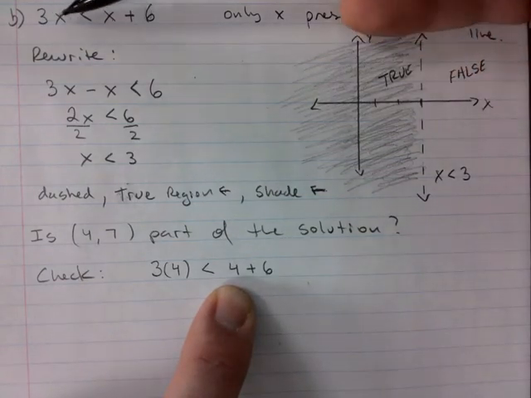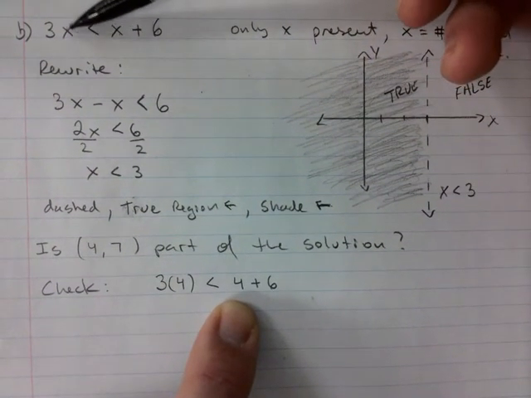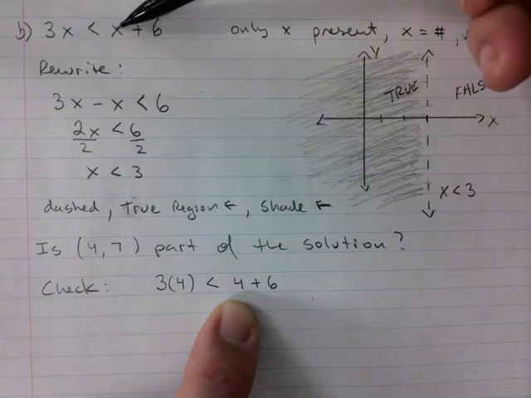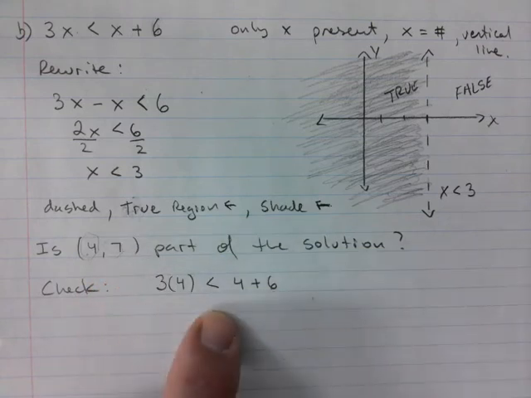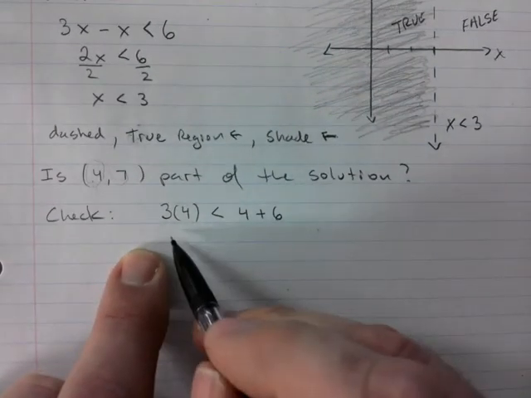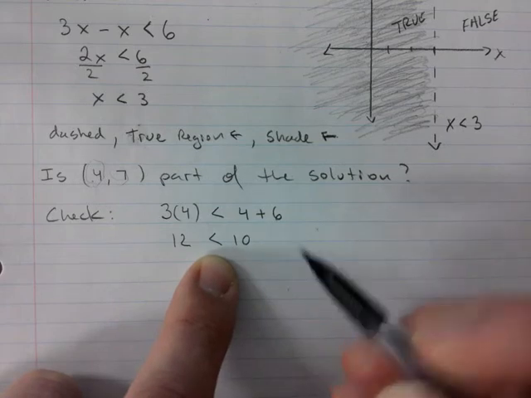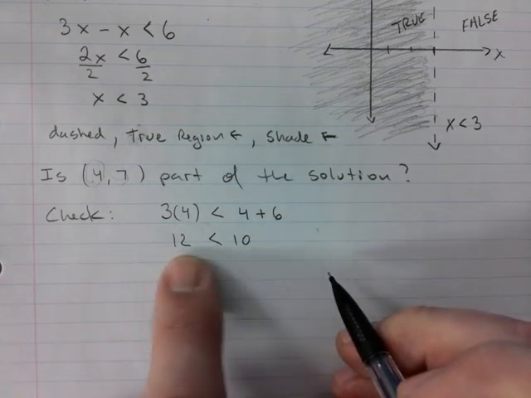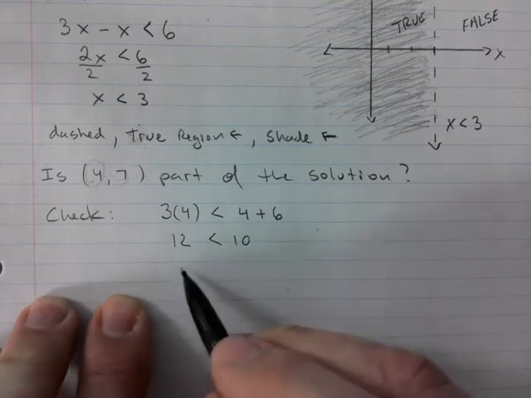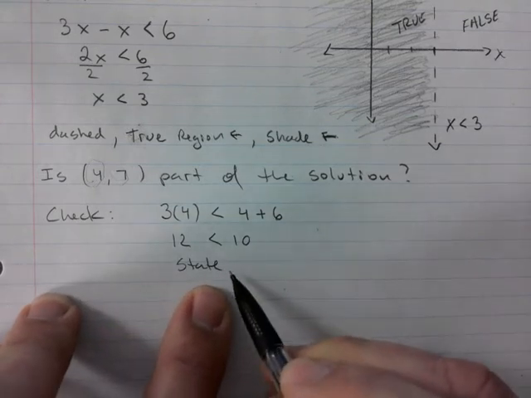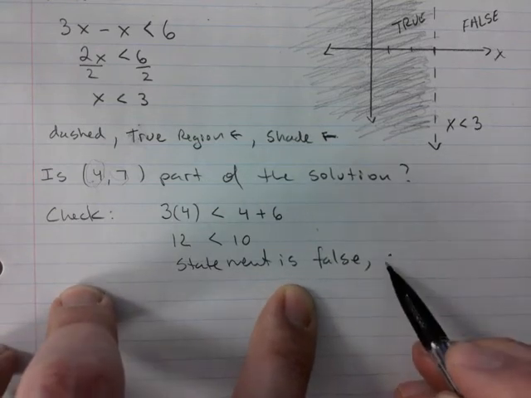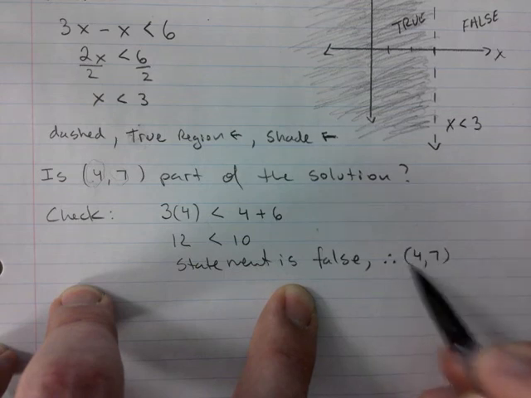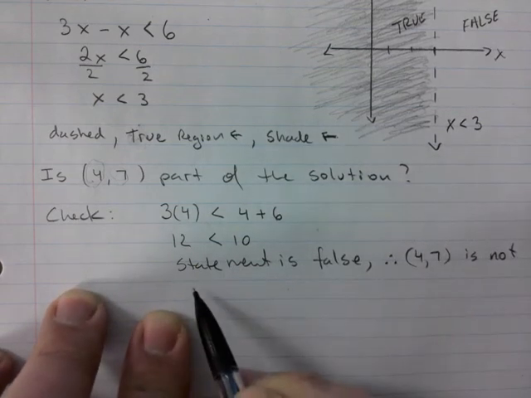I've plugged in, if you see where my pencil is up here, I've plugged in 4 there and 4 there. Wherever there was an x, I plugged in 4. And you might ask, what about the y, Mr. Dirksen? There is no y in this inequality, so you just don't worry about it. So this is 12 is less than 10. And now you got to make a decision. Is this true? The statement is false. Therefore, (4, 7) is not part of the solution.